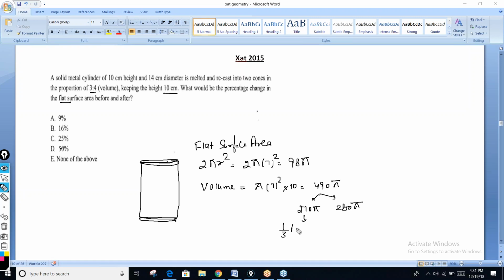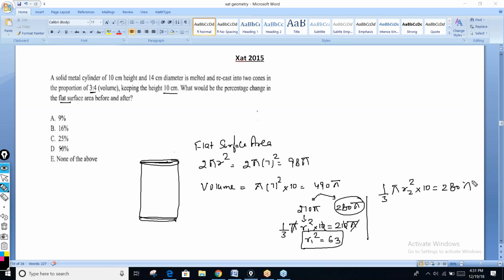So we get the radius of the two cones. That is the one volume. So R1 square comes out to be 63. I'm putting it as R1 square, I'm not taking the root because we need actually R square only. And the second volume is 280 pi. So 1/3 of pi R square h is 280 pi. The pi is cancelled. 10, 28 is cancelled. So R2 square comes out to be 84.